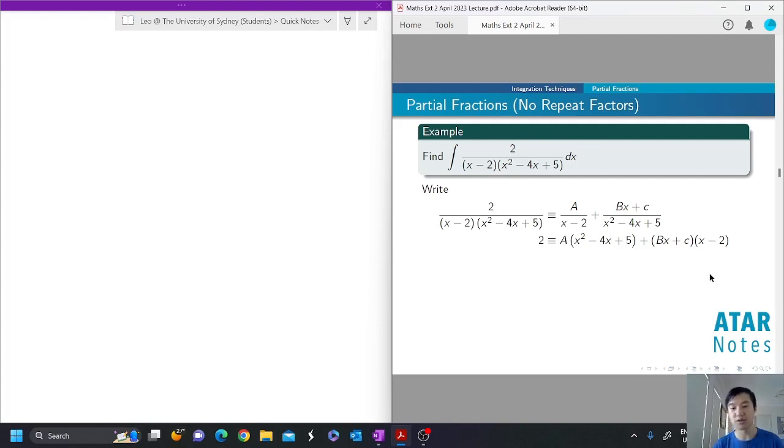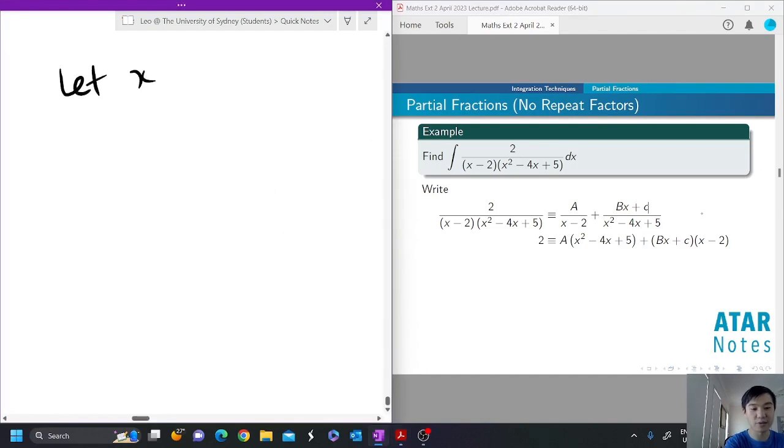x minus 2. So the way we can do this is you can do what we did last time in order to find what a, b, and c are. You can expand and compare the coefficients, or you can substitute values of x in order to try to get a quick result, or you can do a combination of both. For this question, I'm going to do a combination of both. I can see easily that if I substitute x equals 2, I can eliminate this entire thing quickly. So I'm going to let x equal 2.